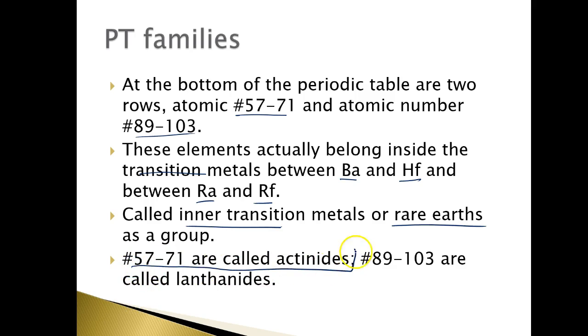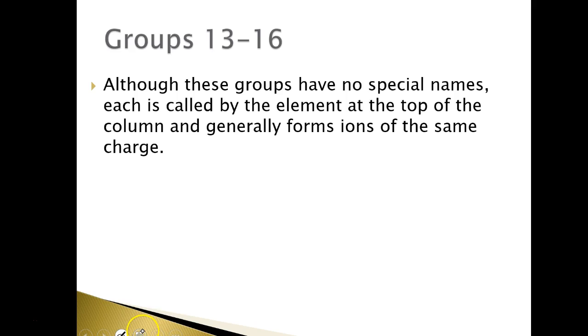The individual group here is referred to as the actinides because the first element in there is actinium, and 89 to 103 are called the lanthanides because the first element in there is called lanthanum. 13 to 16 don't have any special names. They are referred to by the elements at the top of their group.